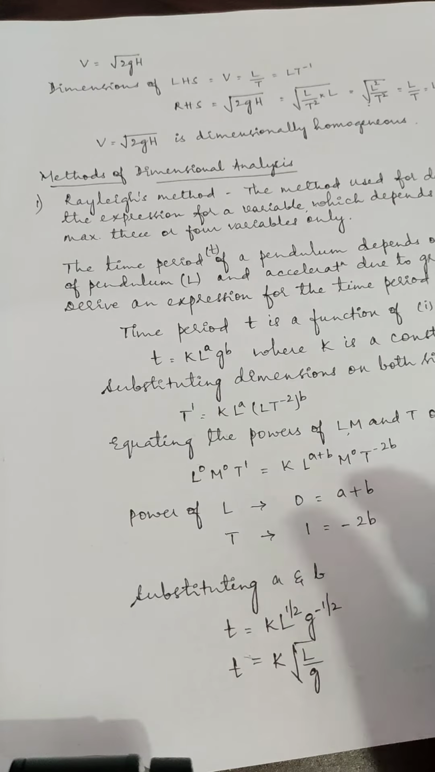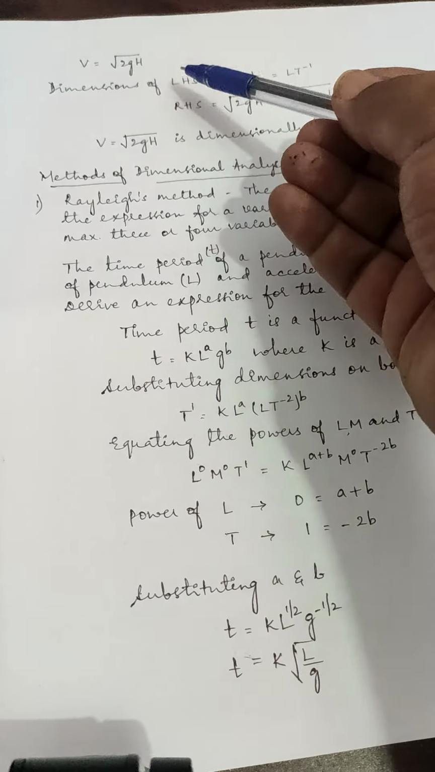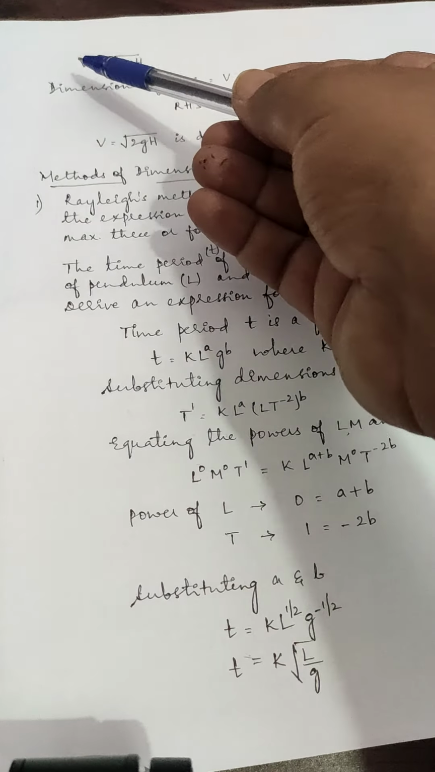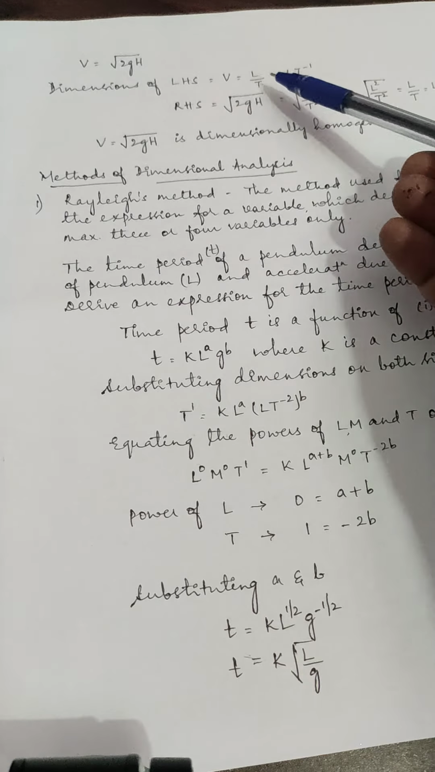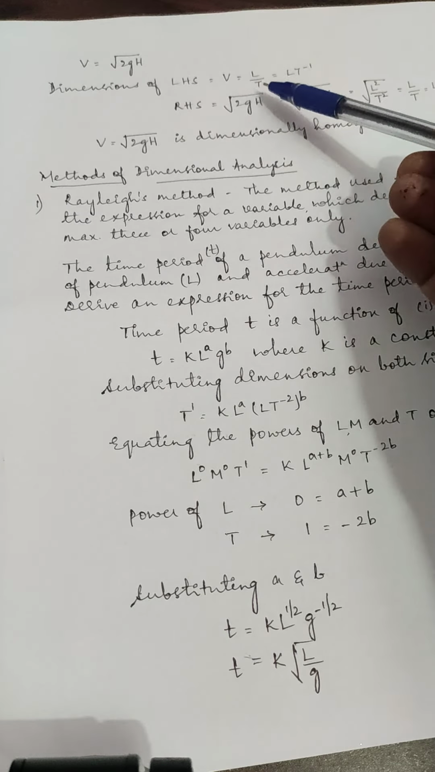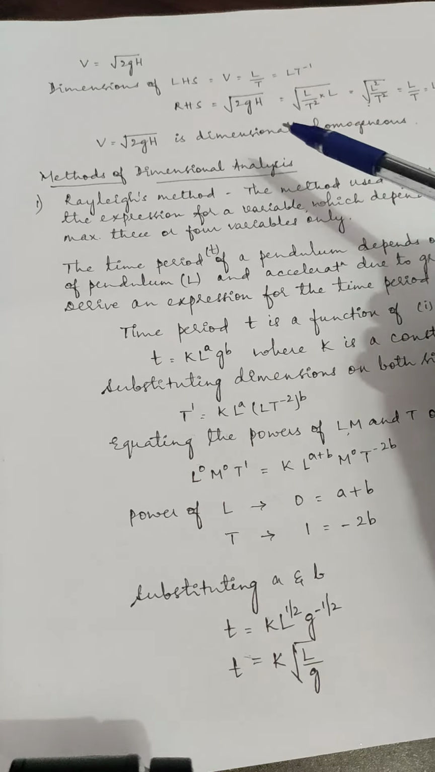If you take the velocity equation, for example, V is equal to square root of 2gh. The dimensions of the left hand side, that is velocity, is distance by time taken. Distance is L, time taken is T. So L divided by T, that is L T to the power of minus 1.